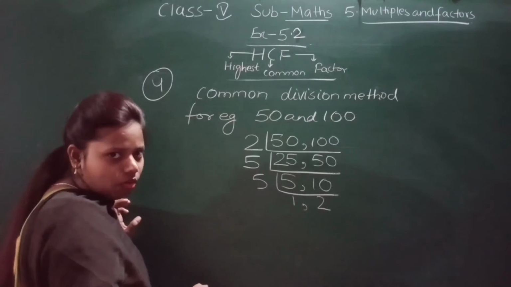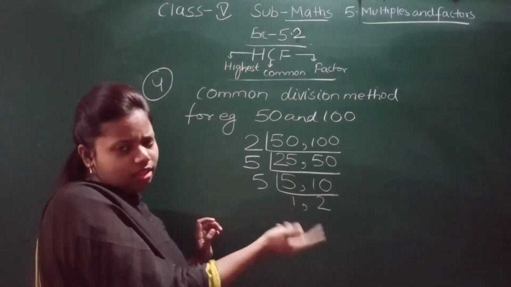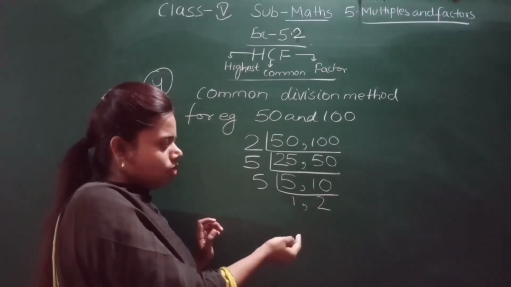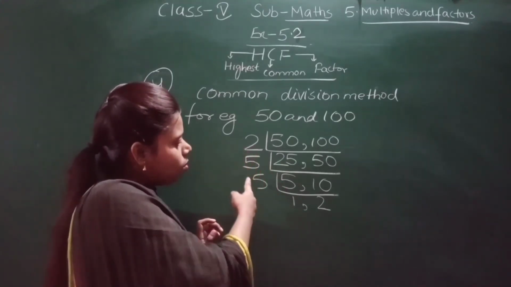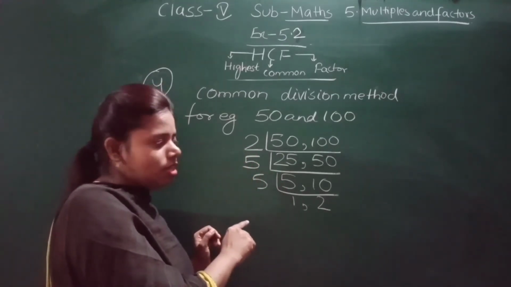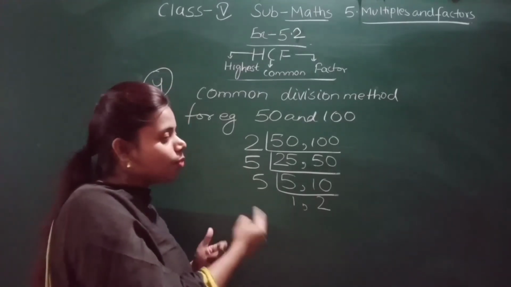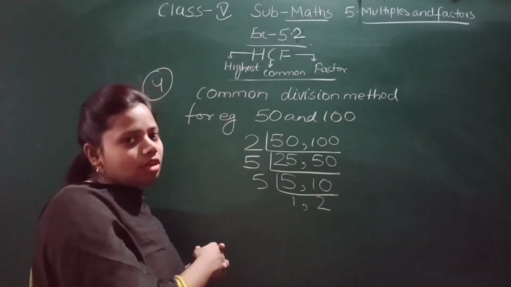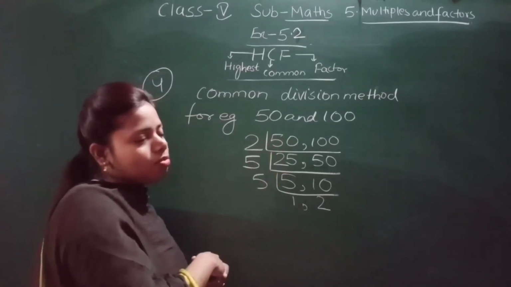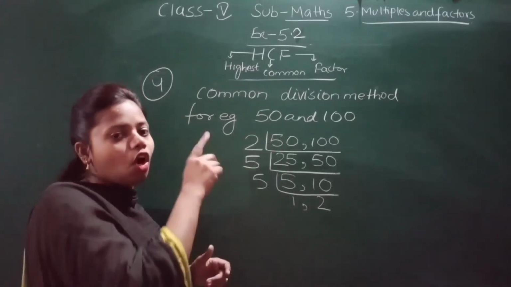So 1 we will not take; the 1 and 2 are not common in any table. So nothing is common now. So what we have to do is multiply the prime factors. We have to find the product of these prime factors, then we will get the SCF of 50 and 100 by the common division method.